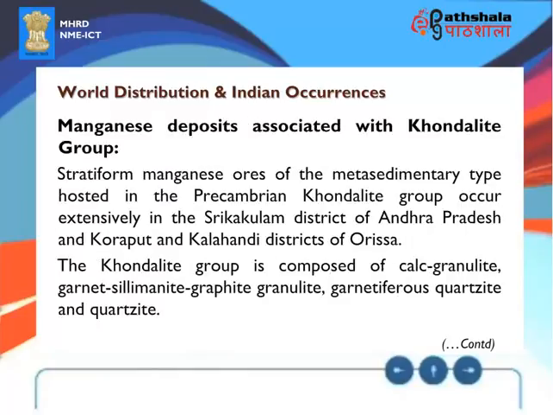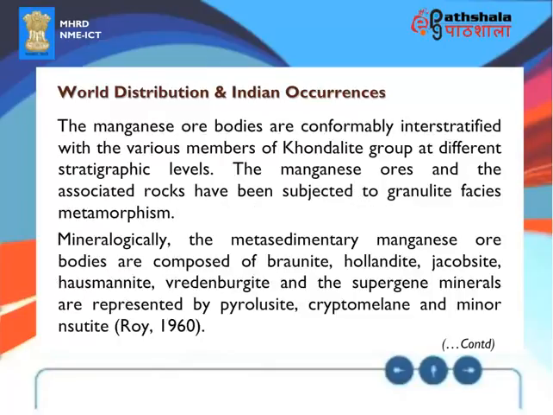Manganese deposits associated with Kondalite group. Stratiform manganese ores of the metasedimentary type hosted in the Precambrian Kondalite group occur extensively in the Srikakulam district of Andhra Pradesh and Koraput and Kalahandi districts of Odisha. The Kondalite group is composed of calc granulite, garnet sillimanite graphite granulite, garnetiferous quartzite, and quartzite. The manganese ore bodies are conformably interstratified with the various members of Kondalite group at different stratigraphic levels. The manganese ores and the associated rocks have been subjected to granulite facies metamorphism.